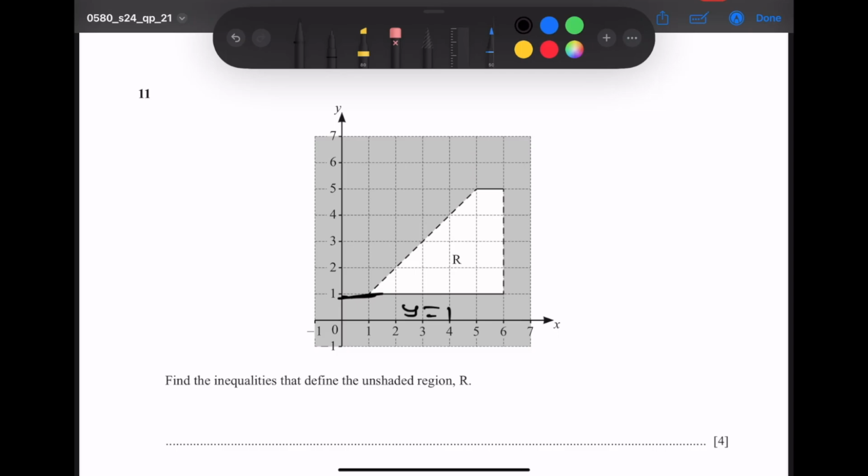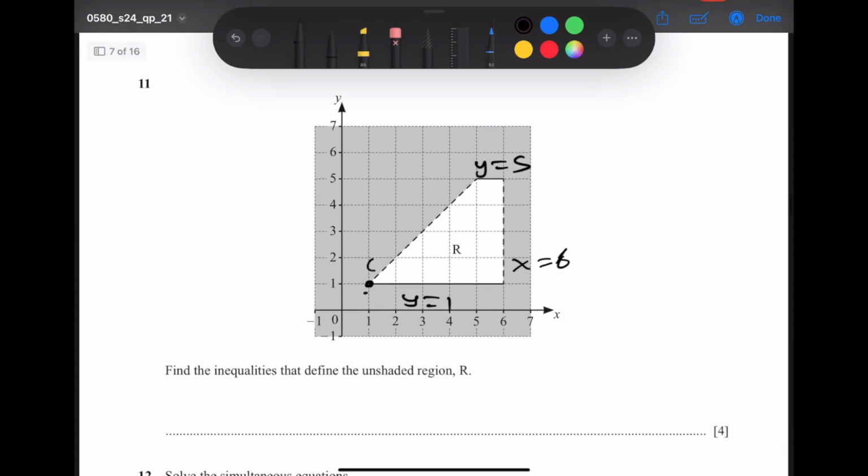The second one is y is equal to 5, and even this, as you can see, since y is constant throughout and y is equal to 5. And the vertical line is x is equal to 6, as you can see, since x is constant throughout. And the diagonal line, you can take any 2 points in this line. This one is 1 comma 1 and this one is 5 comma 5.